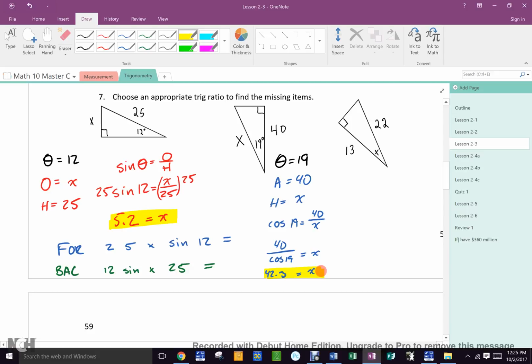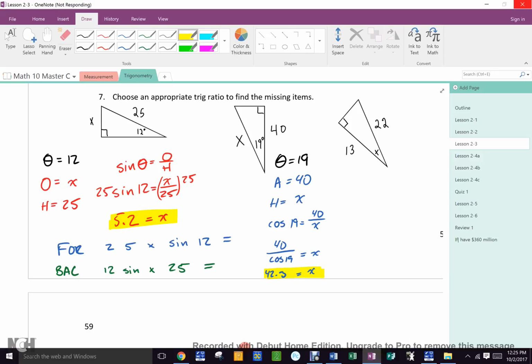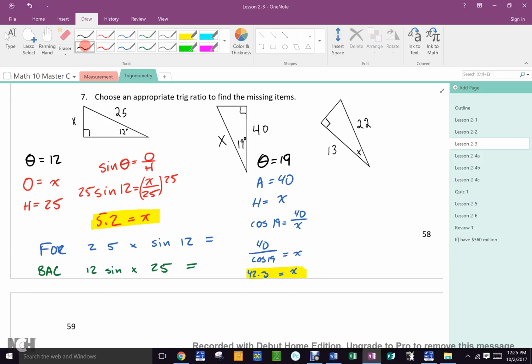Is everybody good? And finally, the last one we are going to practice, because we have used sine to find a side length. We have used cos to find a side length. Now we must use one of them to find an angle. Do I have a theta? No. But I do have what parts? I have a hypotenuse of 22 and an adjacent of 13. What do I use? It is cos.